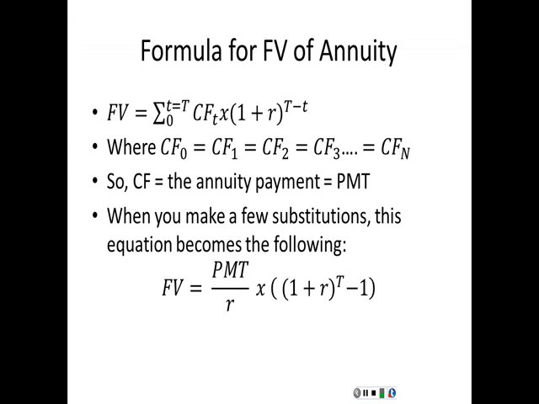Now, we're not going to get into the math of how we reduce this down, but it simplifies into one easy equation. So rather than taking each individual cash flow and compounding it out to the end, we can just do this one time, and it captures the value of every cash flow at the future value point. So the way we do this, we take the payment and divide by the interest rate, and we simply multiply by (1 + r)^t - 1. So this is the future value of an ordinary annuity. So cash flows you get at the end of the period.